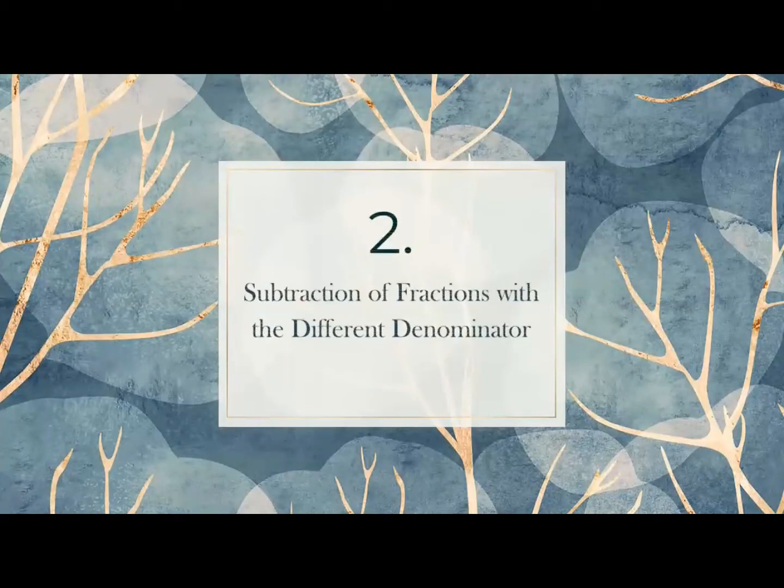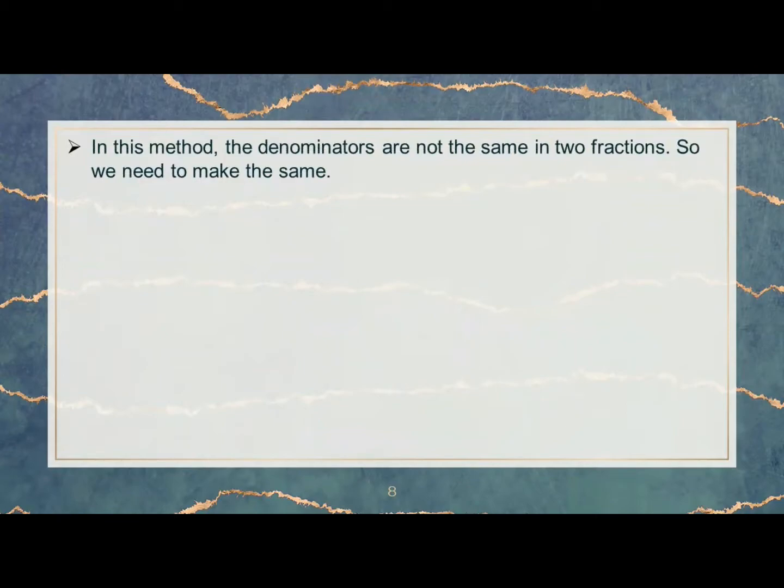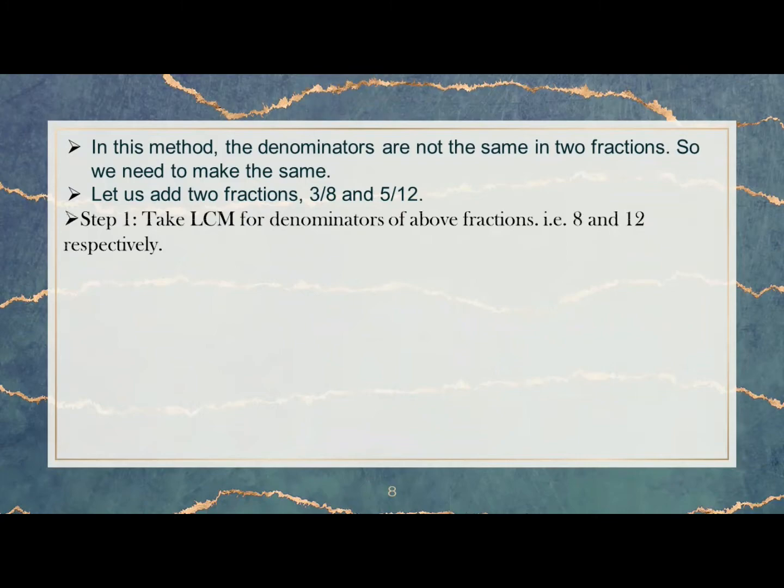The second type of problem which you are going to get is subtraction of fractions with different denominators. In this method, the denominators are not the same in the two fractions, so we need to make them the same. Let us subtract two fractions, for example 3 by 8 and 5 by 12. So the first step would be to take the LCM of the different denominators of our fractions, that is 8 and 12 respectively.